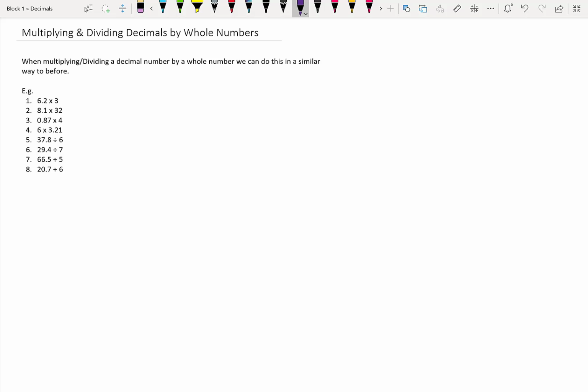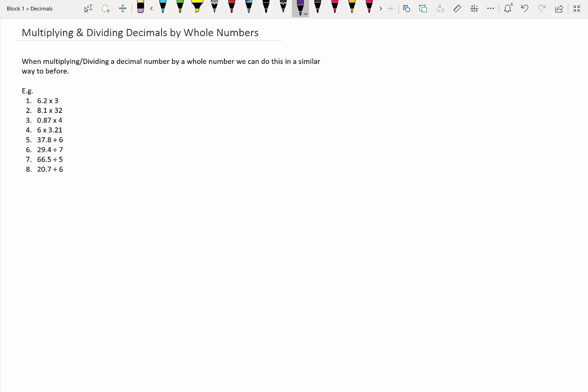Right, here we're looking at multiplying and dividing decimals by whole numbers. So when we're looking to carry these out, we do them much the same way that we would do if they were just normal whole numbers. But the examples we're looking at here involve changing one of those numbers into a decimal part.